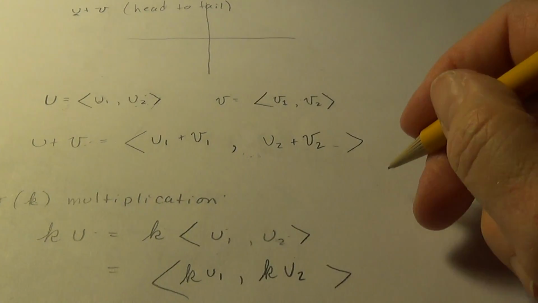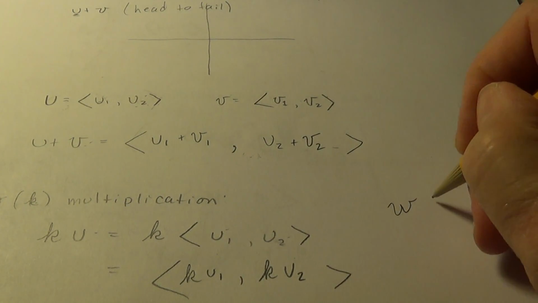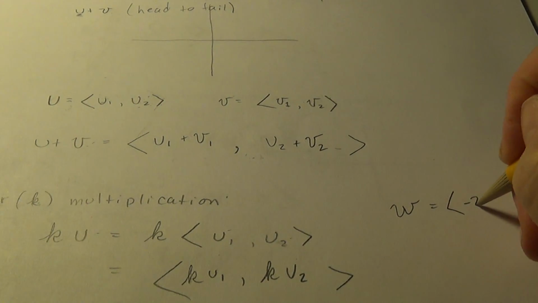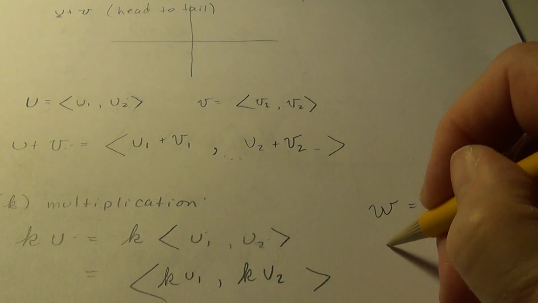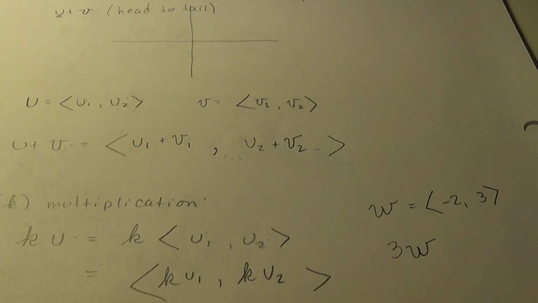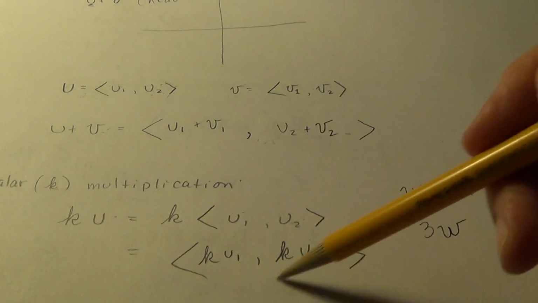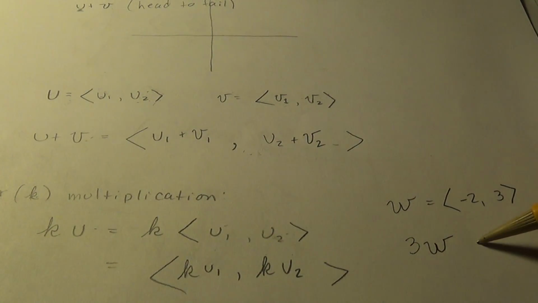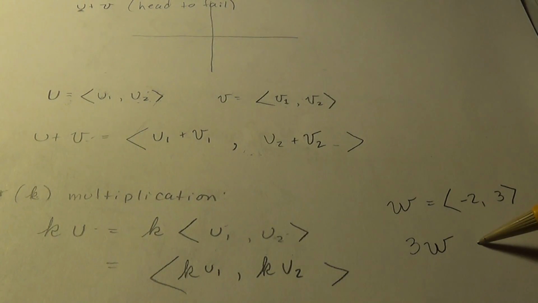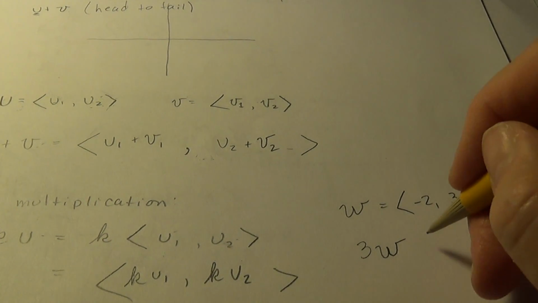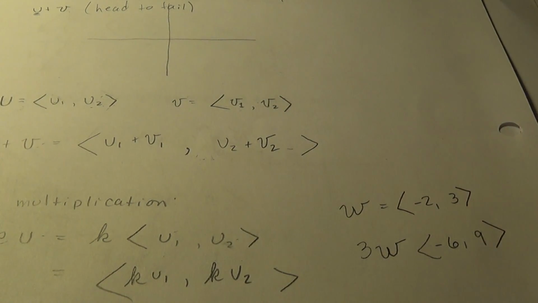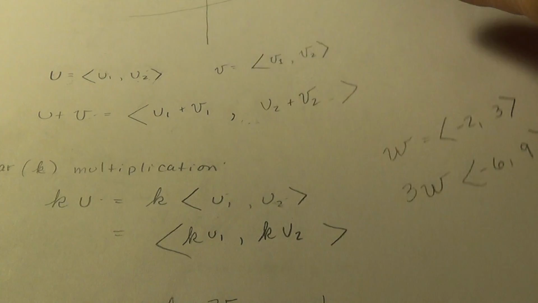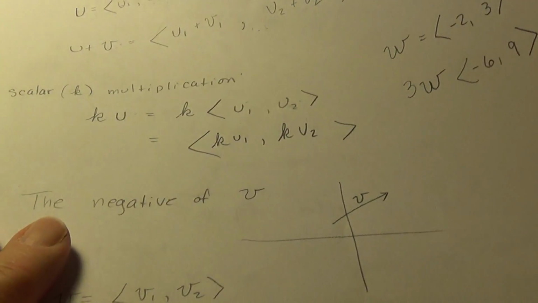So I might give you a vector. Say my vector is w, and the vector is <-2, 3> in its component form, and I want to know what 3 times w is. So you should be able to follow this theory and tell me what the components are for 3w. They would be <-6, 9>. All right, but I'm not going to really do any of these. I'm going to let you figure them out.